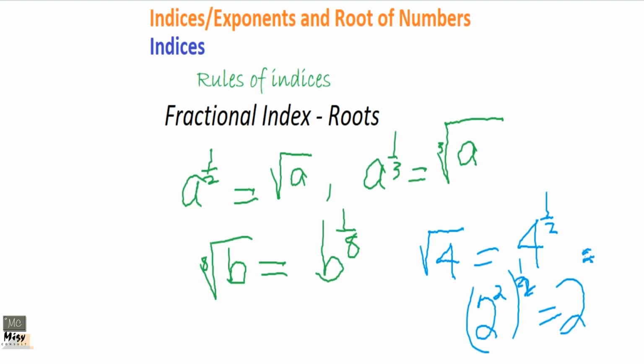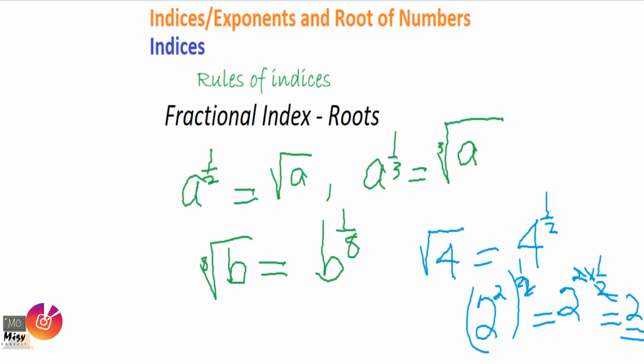Sorry, let me get my pen writing well. 2 raised to the power 2, so it is equal to 2 raised to the power 2 times half, which is the same as what? 2. So you see why square root of 4 will be 2. Okay, so that is it.